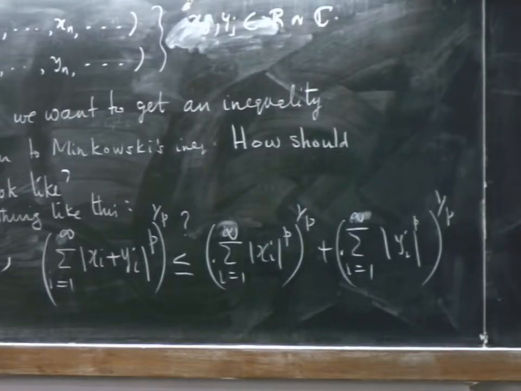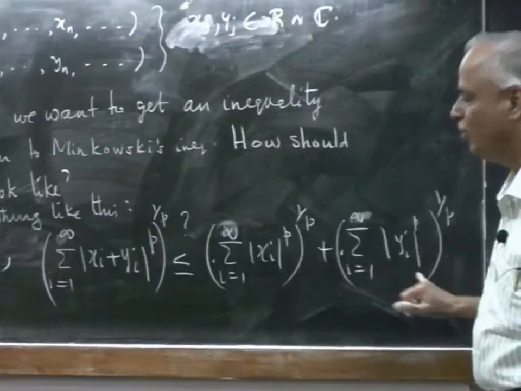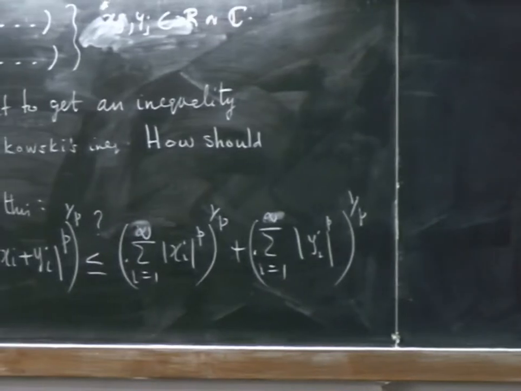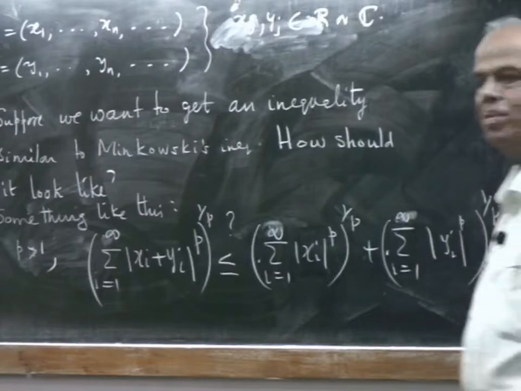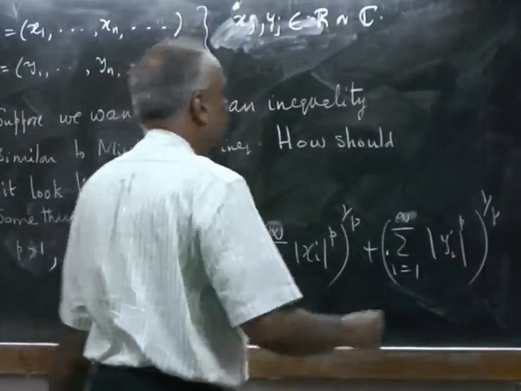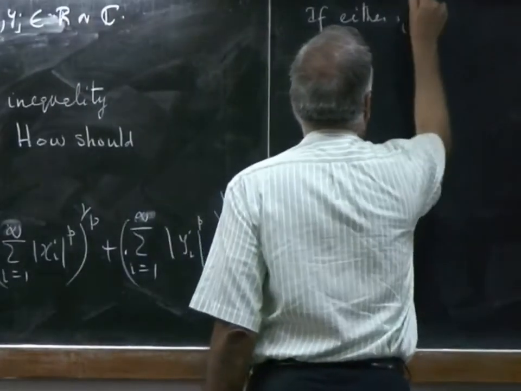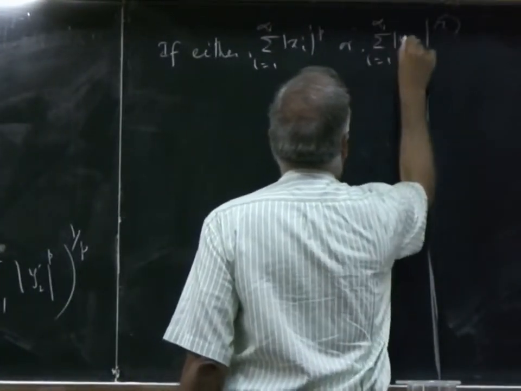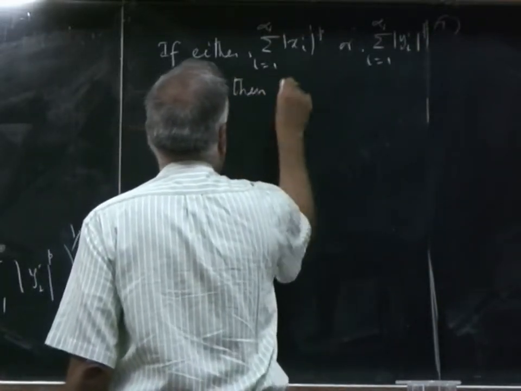So we have to worry: if one of these sums is infinite, there is really nothing to prove. The right hand side is infinite, and less than infinite is not a big deal. So the non-trivial one we have to worry about is when both of them are finite. So if either summation i equal to 1 to infinity mod xi to the power of p or summation i equal to 1 to infinity mod yi to the power of p is infinity, then there is nothing to prove.